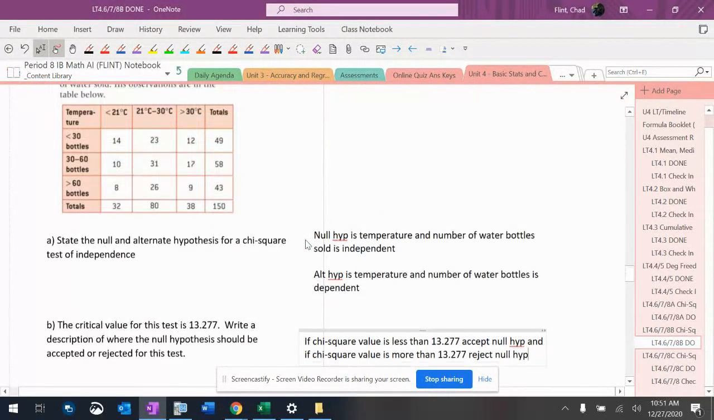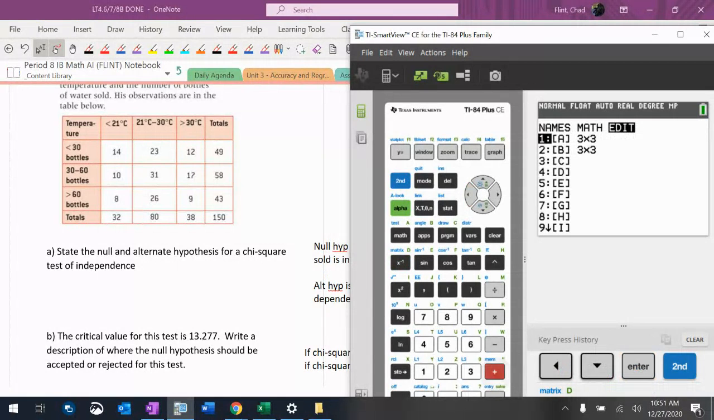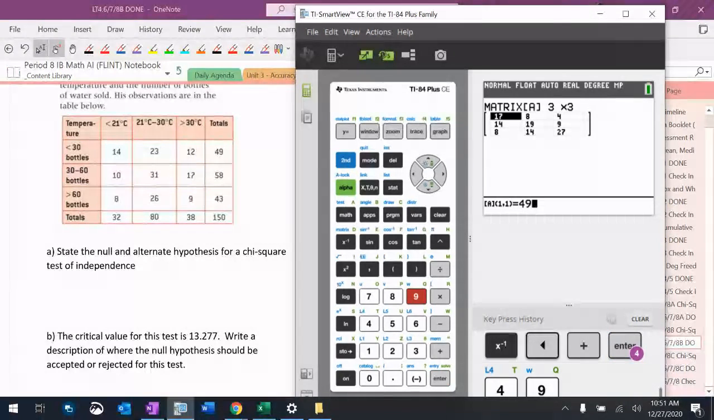Okay, so now we actually have to calculate this. I've got to go to my calculator, and in matrix A I need to put in the observed frequency table. So it's 3 by 3 again. I want this to be 49 times 32 divided by 150. The next one is 49 times 80 divided by 150, and then 49 times 38 divided by 150.